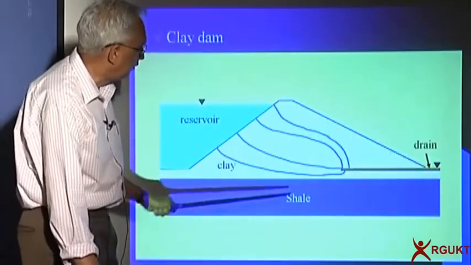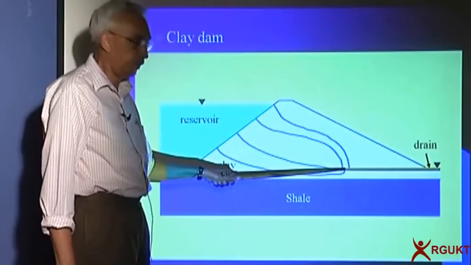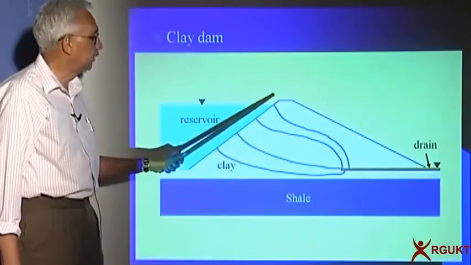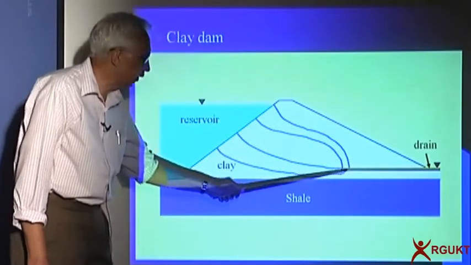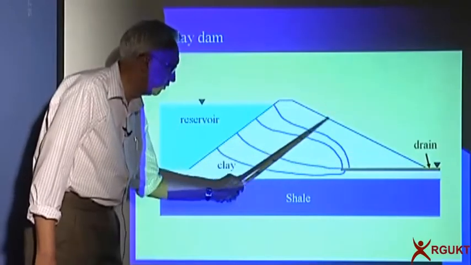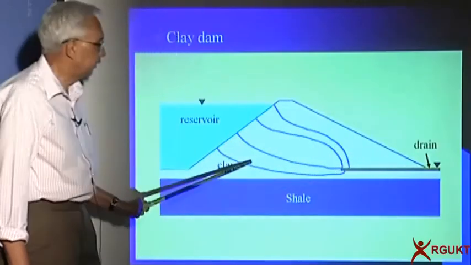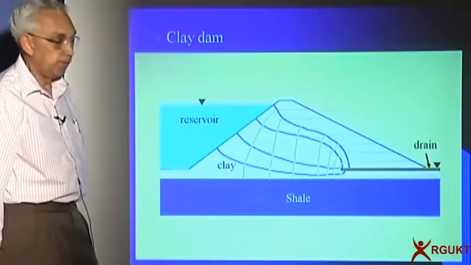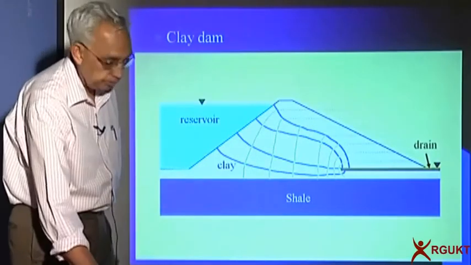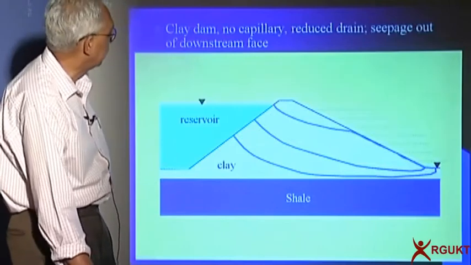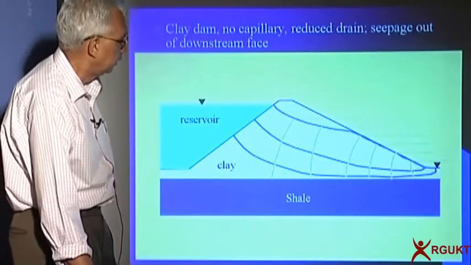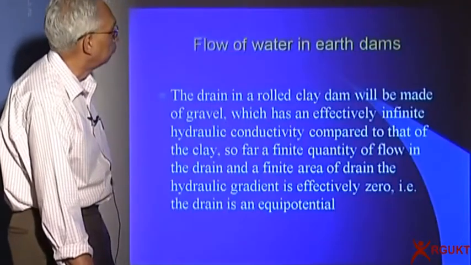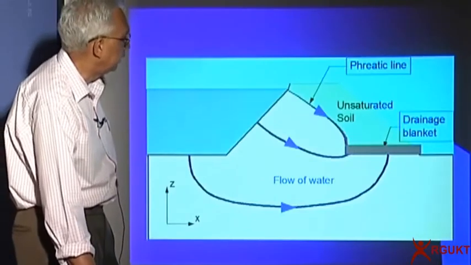If you have a drain which is going right into the dam, which is a very good one, you can see that the flow is collected and the downstream face will all be dry. And this is how you can draw the flow net for a long drain. If there is no drain, this is what could happen. So unless you have a drain, it's not a good thing.